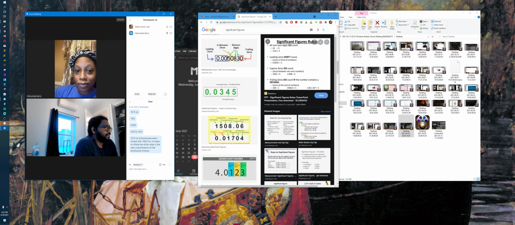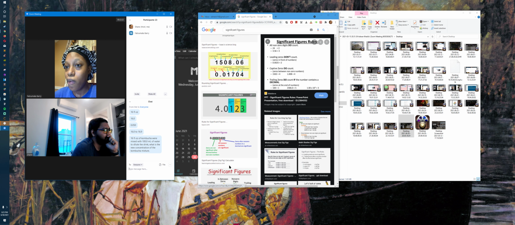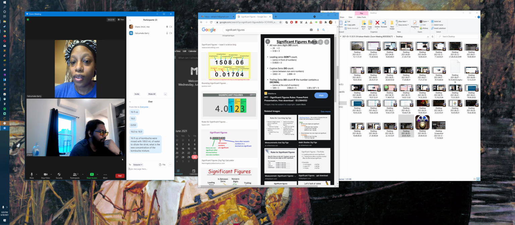Is it two for 16? And four for 100.0? Perfect. Now, when you're doing these calculations, you're going to be using the exact numbers. However, your final result is going to be limited by the number with the fewest significant figures. So whatever your answer is at the end, how many significant figures will your answer have?